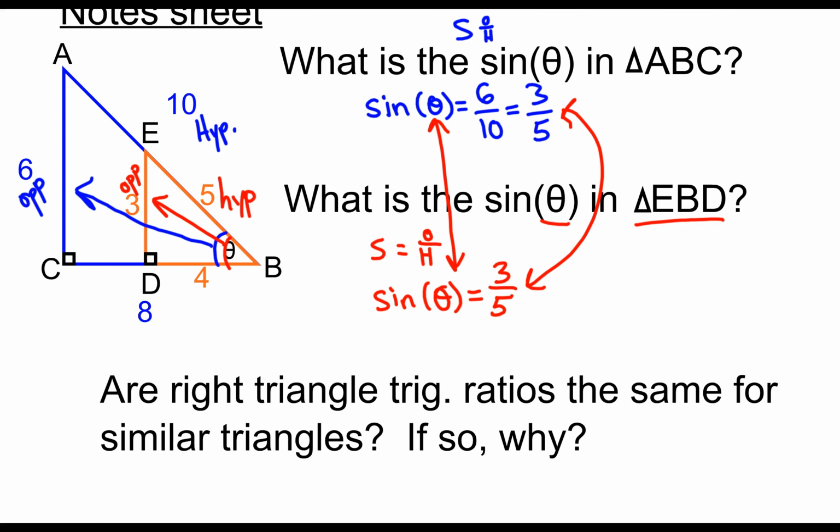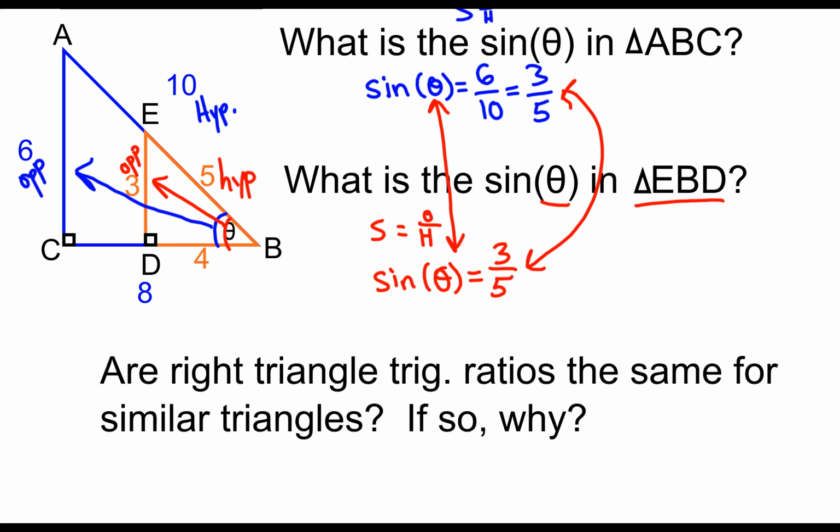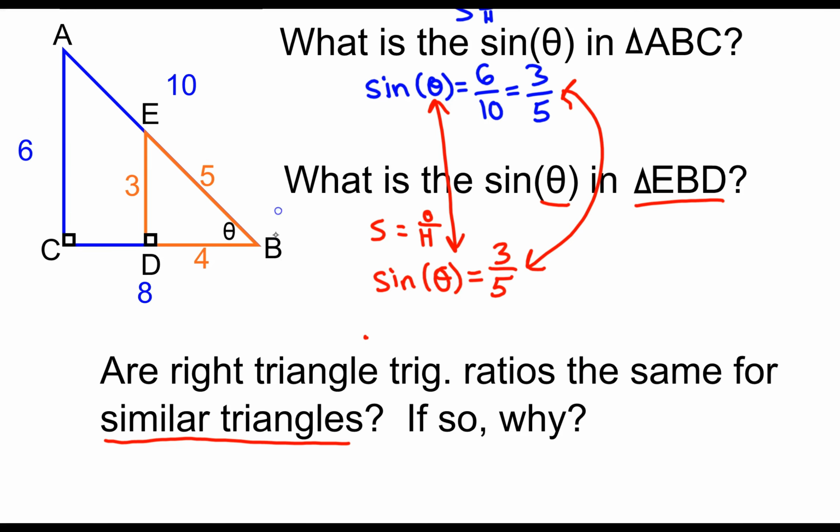Now let's dive in a little bit deeper. Take a look at this next question. It says, are right triangle trig ratios the same for similar triangles? So let's think about that. And let's jump back up to our picture that we have up here. So it says for similar triangles, let's ask ourselves, are these two triangles similar? So I'm going to erase all this extra writing we got here so we can take a look at it again.